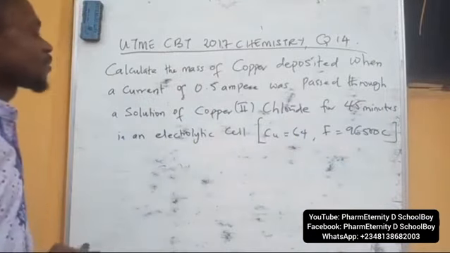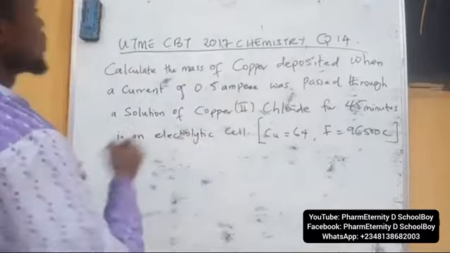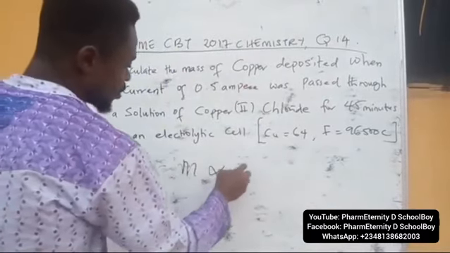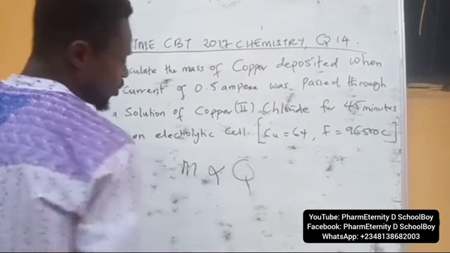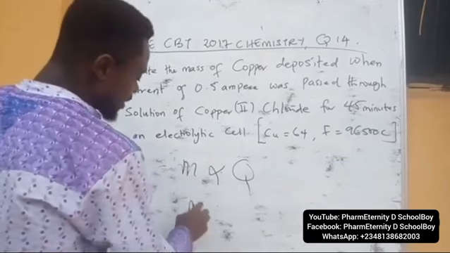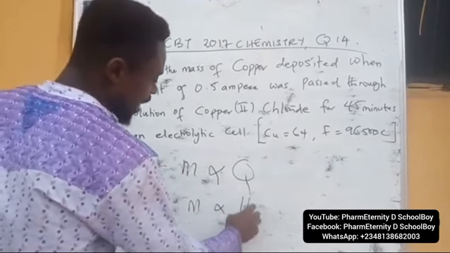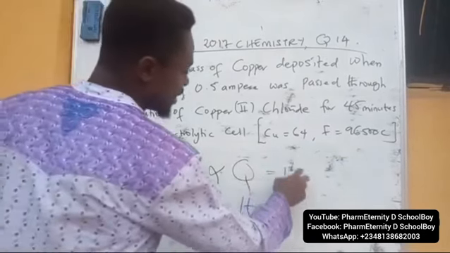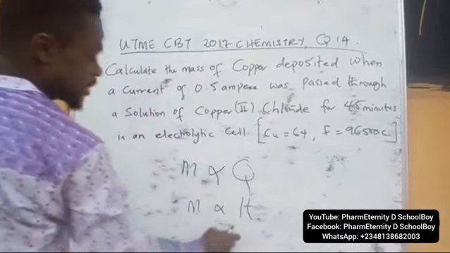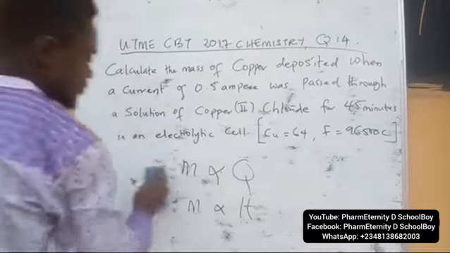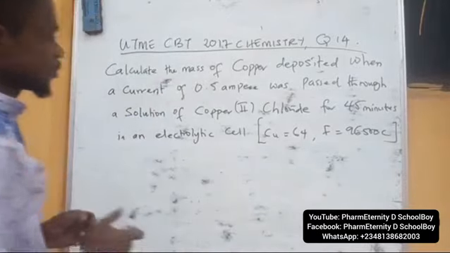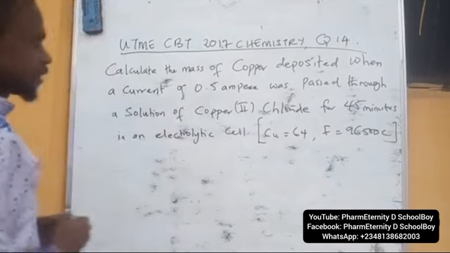Now, from the first law, M is directly proportional to the quantity of electricity, Q. And Q is IT, which is current times time. So the first law is covered already.